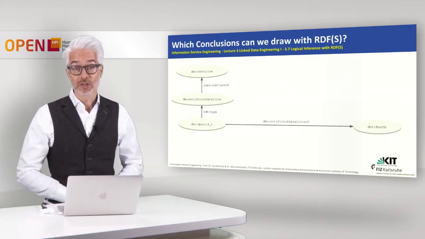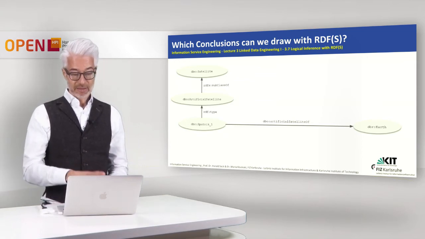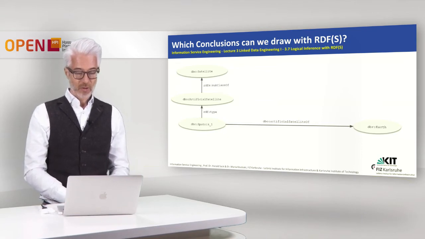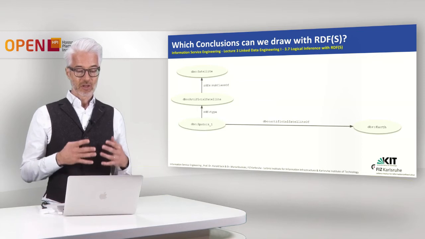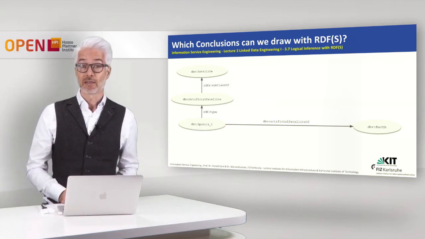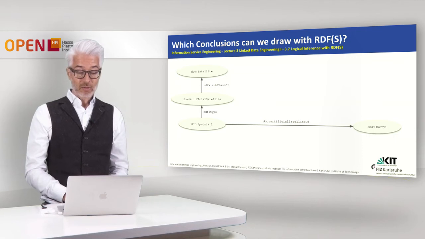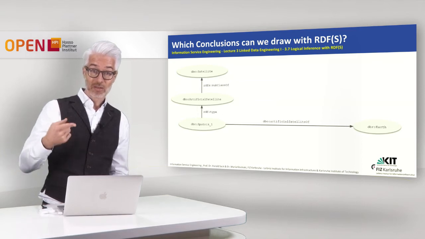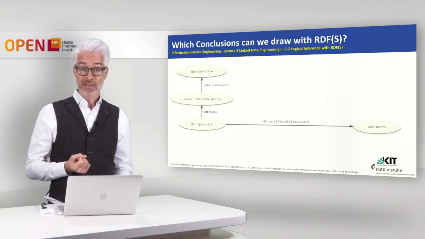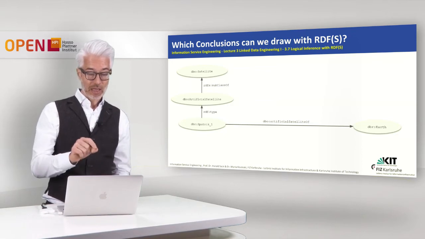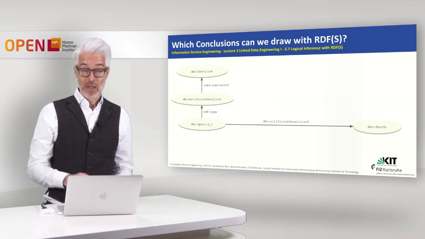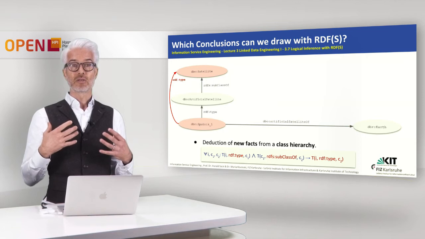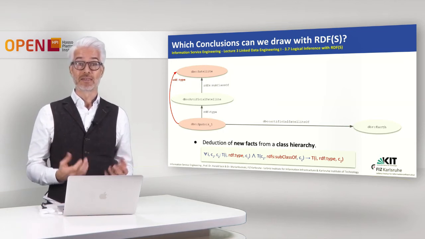Okay, so which conclusions can we draw with RDFS? Let's have a look at this small example here. Again, we have Sputnik 1, which is an artificial satellite of Earth, and we say that Sputnik 1 is an artificial satellite, which is a subclass of satellite. By taking into account that here we have first a type relation, which means Sputnik 1 is an element of the class artificial satellite, and by having a subclass relation between the two classes artificial satellite and satellite, we can make a simple deduction, which in the end will tell us that Sputnik 1 also is of type satellite.